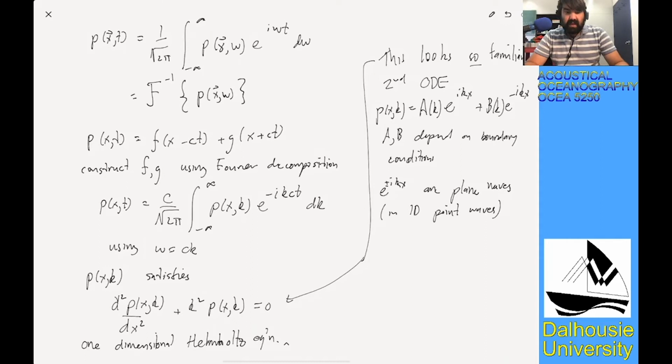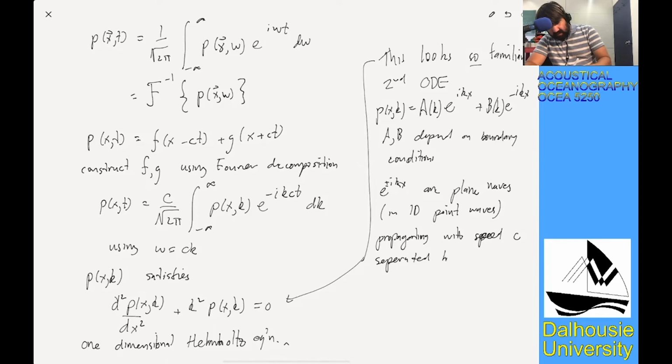Okay, so they're propagating with speed c. They're separated by distance 2 pi over k, which, of course, is the wavelength.